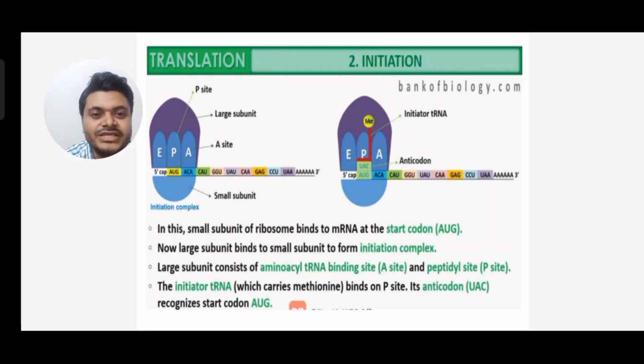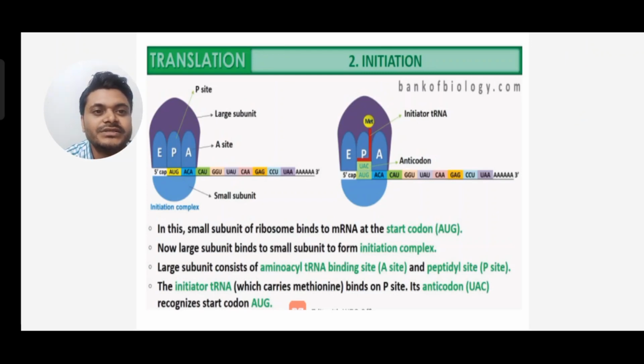The initiator tRNA which carries methionine, the first amino acid, binds on the P site. Its anticodon, UAC, recognizes the start codon AUG. The start codon is AUG, so the anticodon has to be reversed, that is UAC.